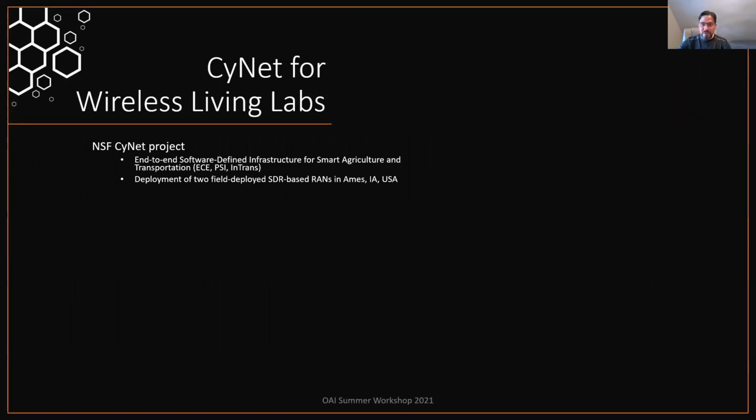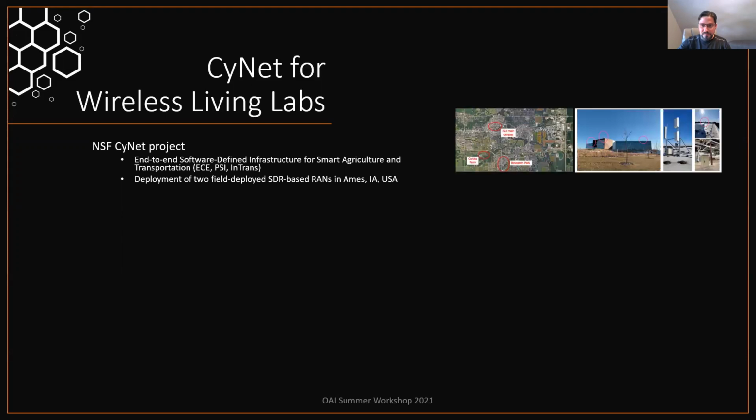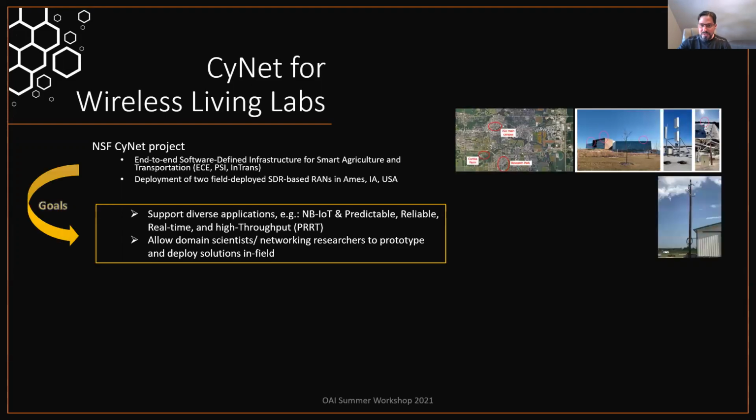This work has been carried out in the context of the NSF SciNet project, which is an end-to-end software-defined cyber infrastructure integrating advanced field-deployed wireless networks for agriculture and transportation research. It is a joint effort between the ISU Department of Electrical and Computer Engineering, the Institute for Transportation, and the Plant Science Institute. SciNet consists of two cellular radio access networks deployed at the Iowa State University Curtis Research Farm and the Research Park in the city of Ames, Iowa, USA.